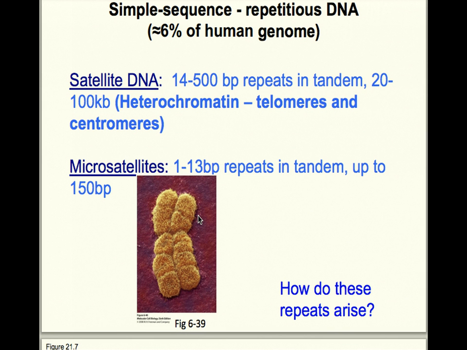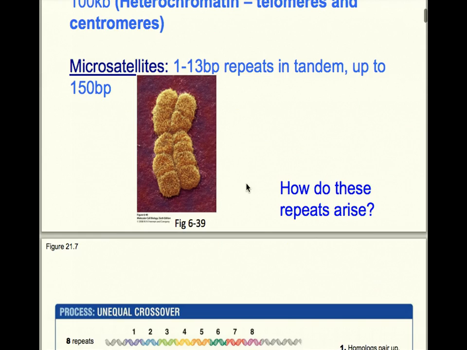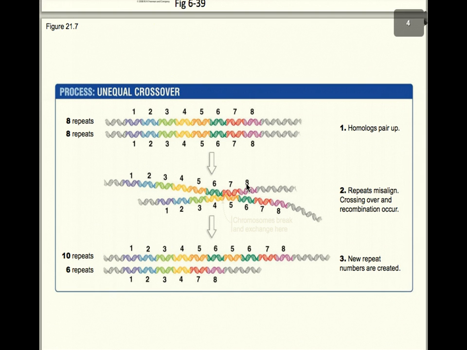So with satellites, you're looking at 10 to 10 to the second power repeats, whereas microsatellites are going to be single digits, maybe 10, on the order of 10 base pairs in a repeat. And then 20,000 to 100,000 base pairs versus like 100 base pairs. Just have an idea of the relative orders of magnitude there. Don't focus on the specific numbers.